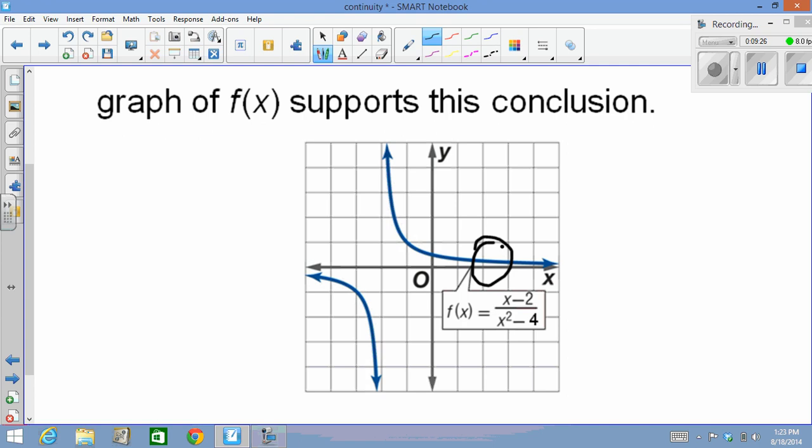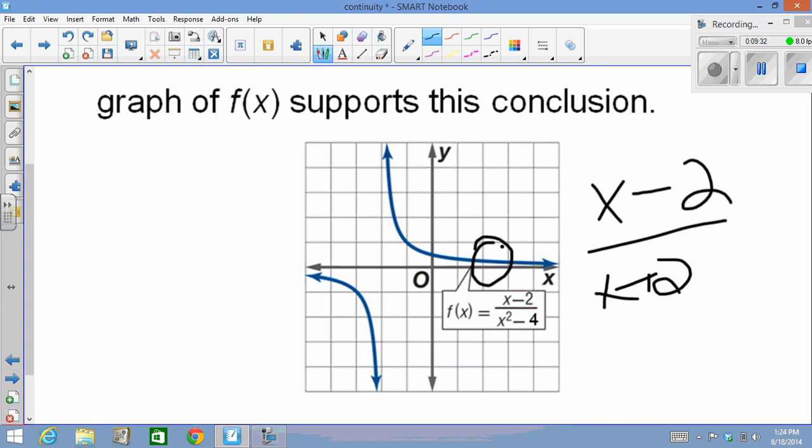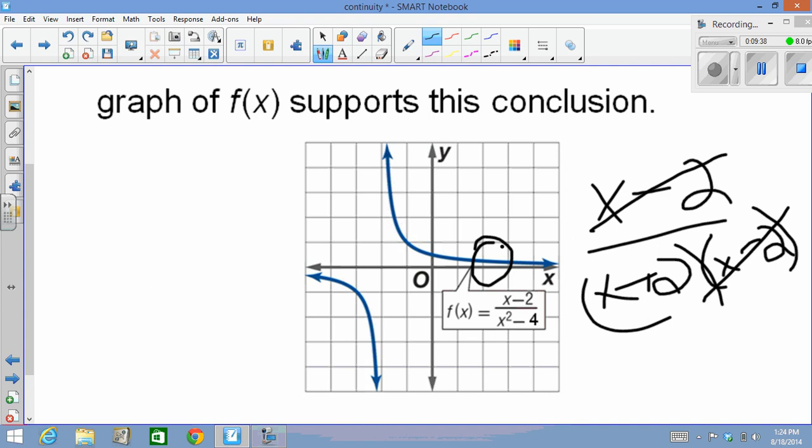And you should notice that if I factor the denominator, and I have x minus 2, and then I have x plus 2 and x minus 2 in the denominator, you should be able to cancel those out, the x minus 2. So at 2, it is a removable discontinuity because I can cancel it out. It can be removed by factoring and simplifying the fraction.